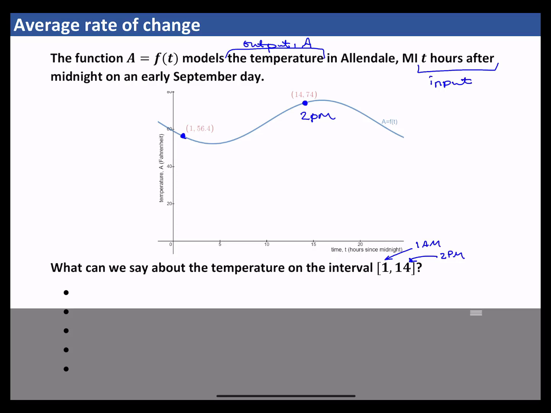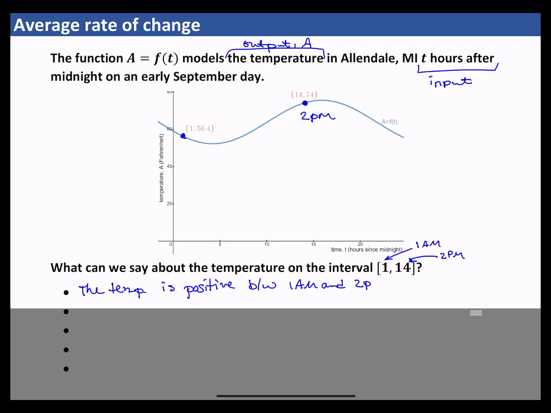So first, notice that our function A is positive on the interval from 1 to 14. That is, the graph is above the t-axis. So contextually, this means that the temperature is positive between 1 a.m. and 2 p.m.